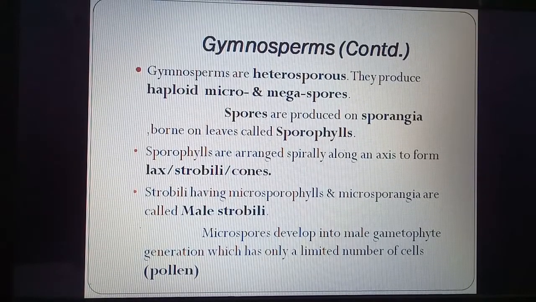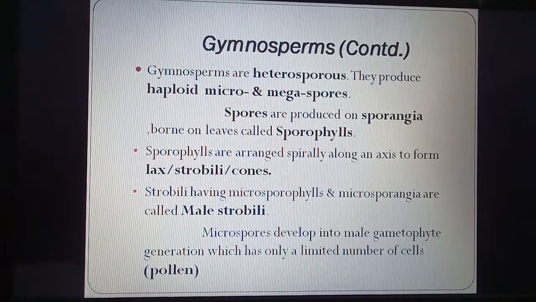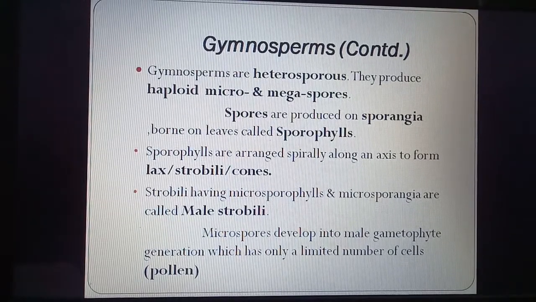So first is male strobili. The strobili having microsporophylls and microsporangia. So those leaves which have microsporangia combine to form male strobili. Microspores develop into the male gametophyte, which has only a limited number of cells. It is called pollen grain. So microspores in future will form pollen grain.